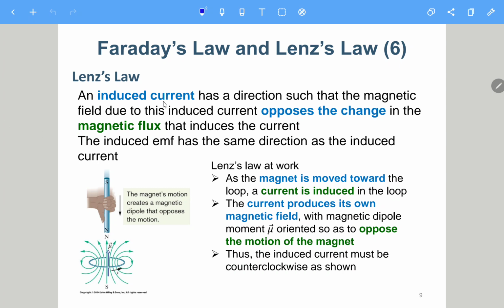It says the induced current has a direction such that the magnetic field due to this induced current opposes the change in the magnetic flux that induced the current. So this is Lenz's law. This is the description of Lenz's law. You may not get a feel for what it means yet.